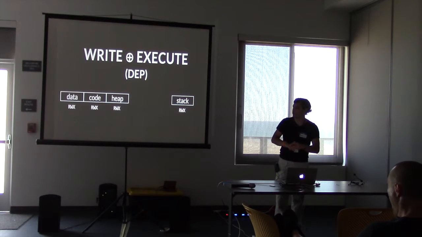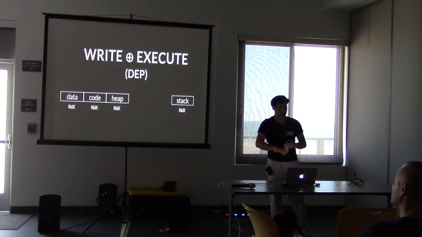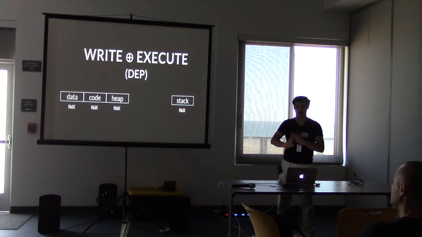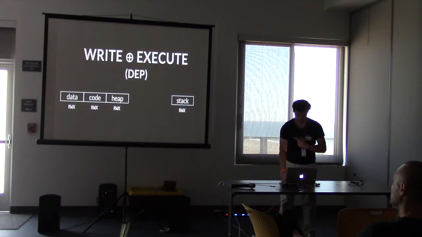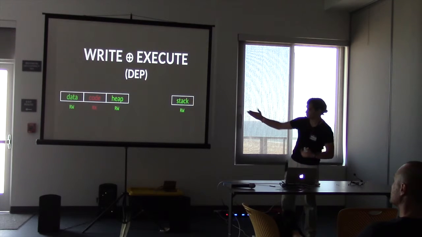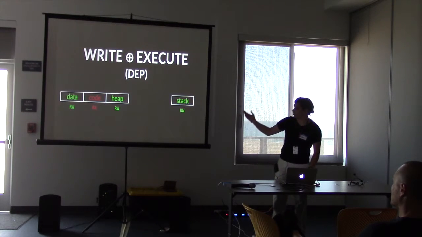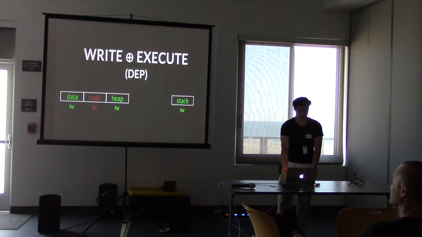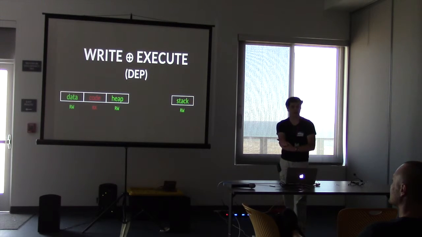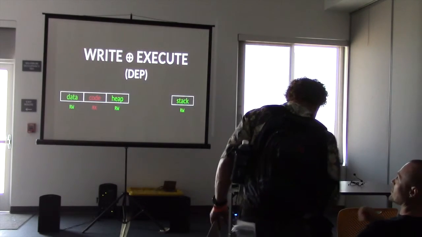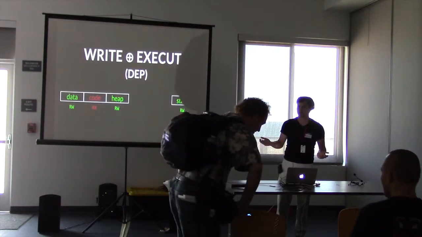So this prevents something from being both writable, so that the attacker can inject code, and executable, so the attacker can run it. So we leave the code executable, we make the stack and the heap writable. This is great. This takes care of your simple buffer overflows, because the attacker now can't simply redirect control flow back into the stack. Questions?